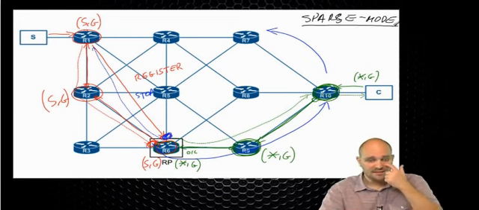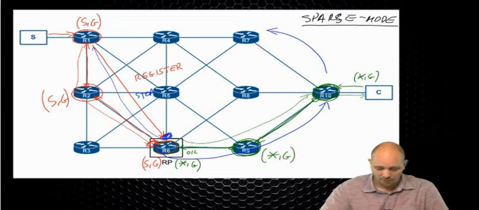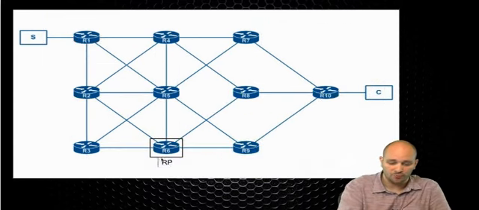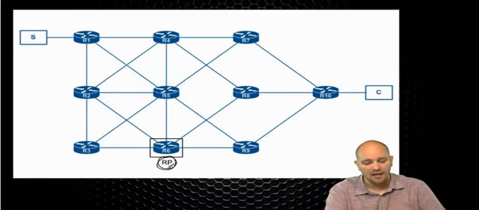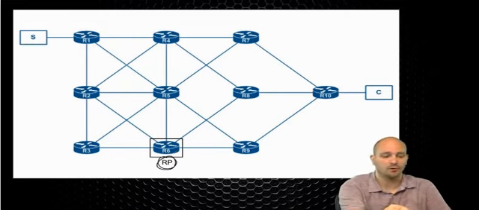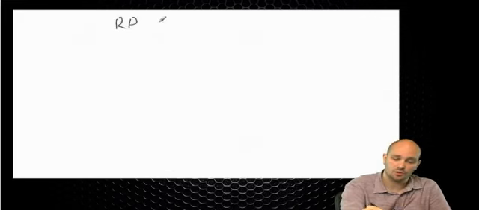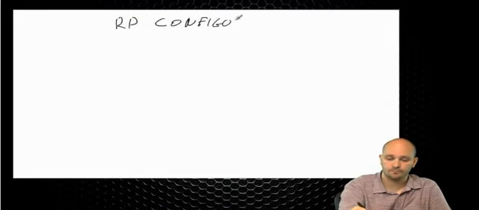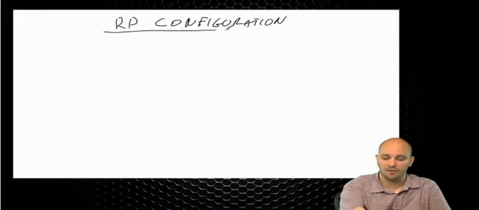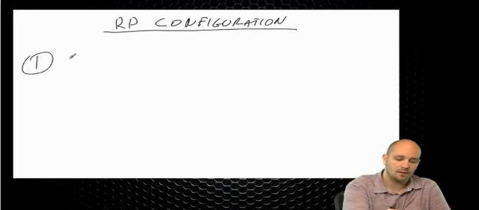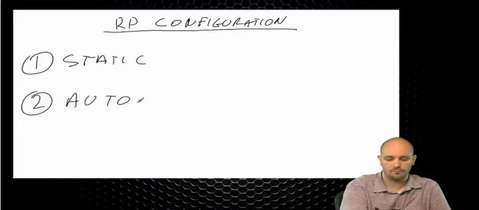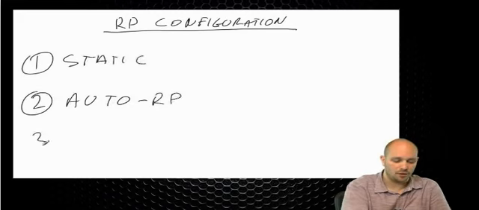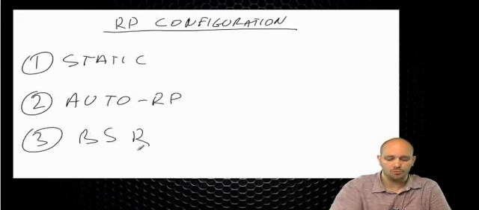Now, all these things relied on the fact that all of my routers here knew who the rendezvous point is. So how do routers know who the rendezvous point is? Well, that is the problem, as I said, in itself. So we need to figure out how they could learn who the rendezvous point is. RP configuration in the network can be accomplished using three methods. One is static, the other one is auto RP, and the third one is using BSR, or the bootstrap router.